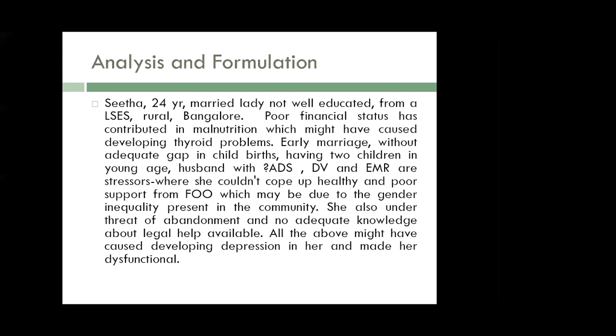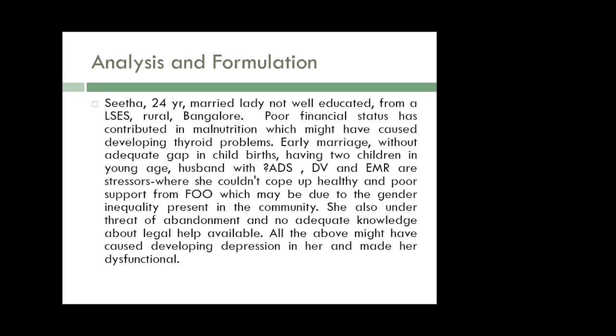See, what are we trying to understand here? She's from a lower socioeconomic status family. Maybe malnutrition is there. That's why thyroid dysfunction. So the biological aspects are there. Early marriage without an adequate gap in childbirths, like only 2 years, having 2 children at a young age, and the burden on a mother to look after 2 children, and a husband with alcohol dependence syndrome.